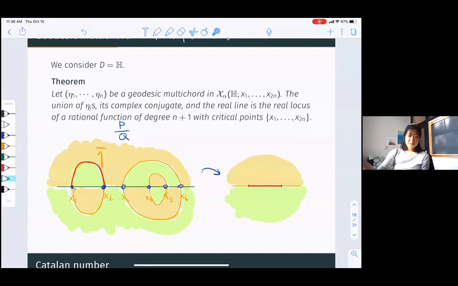So we start from a geodesic multi-chord and construct a rational function. And what are these multi-chords? They're just the pre-image of the real line by this rational function.